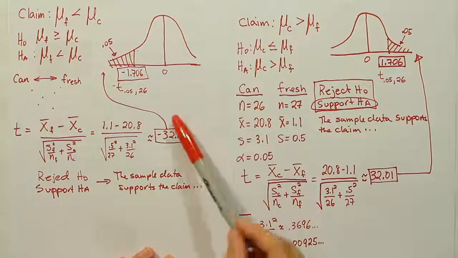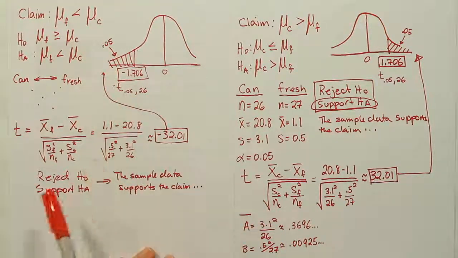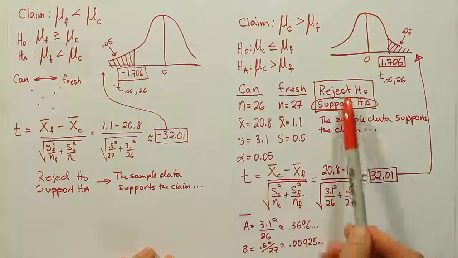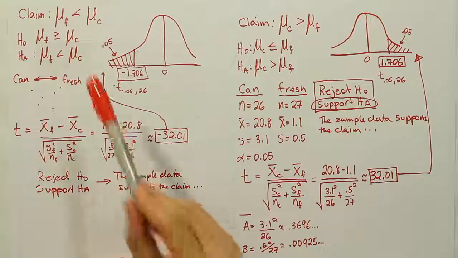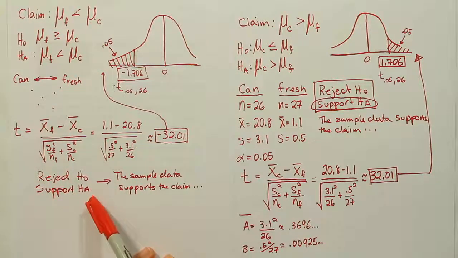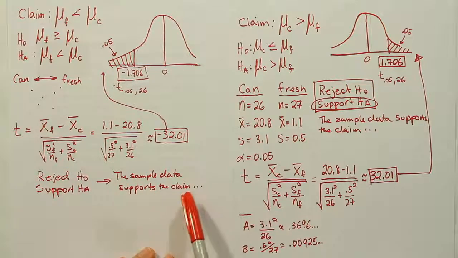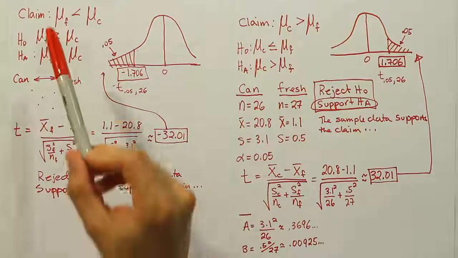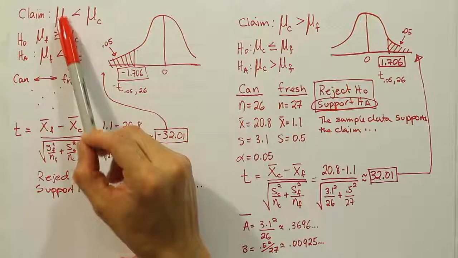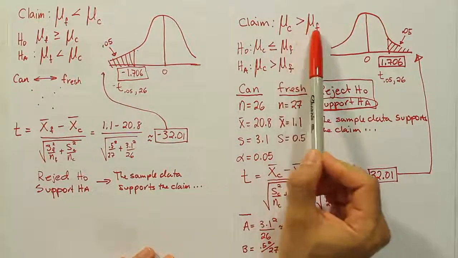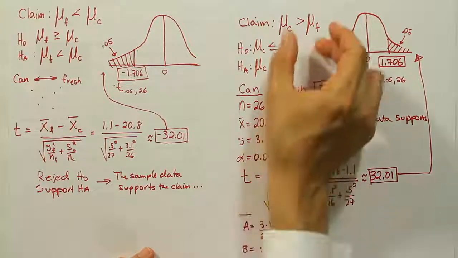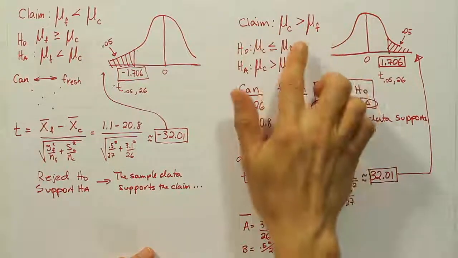Now clearly negative 32 is in the rejection region, so we come to the same overall conclusion that we reject H0 and that we support HA. And once that's clear, then we say, of course, because the claim is the same as HA, we support the claim, so the sample data supports the claim. Now what is the claim saying? It's saying that, hey, look, there's less BPA in the fresh soup than the canned soup. And that's exactly what this same claim says, right? If you just picked it up and twisted it around, it would say the same thing.